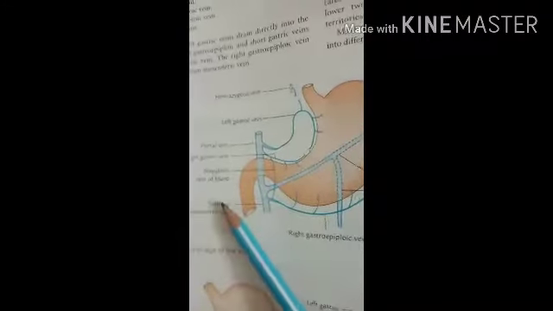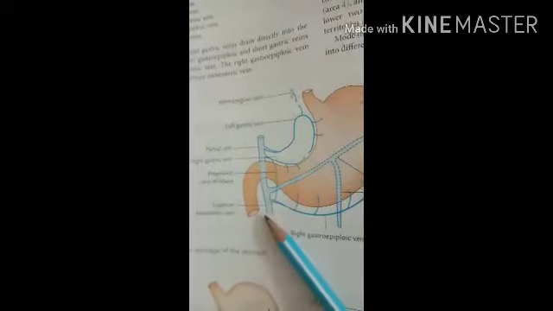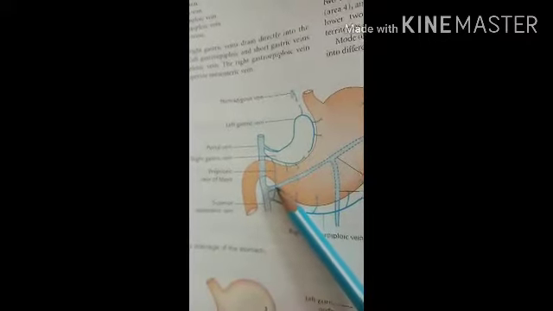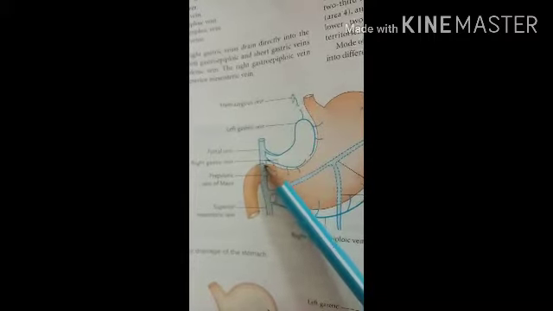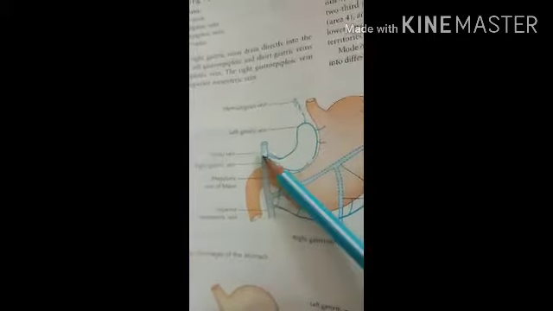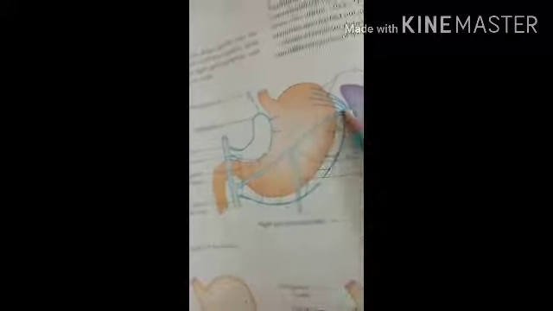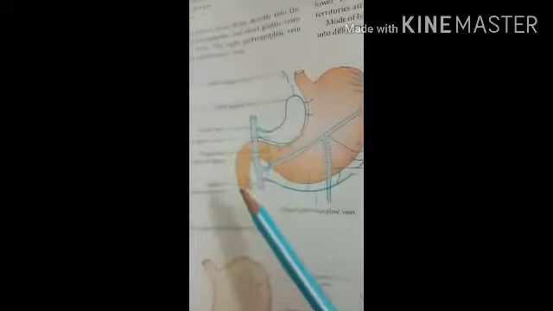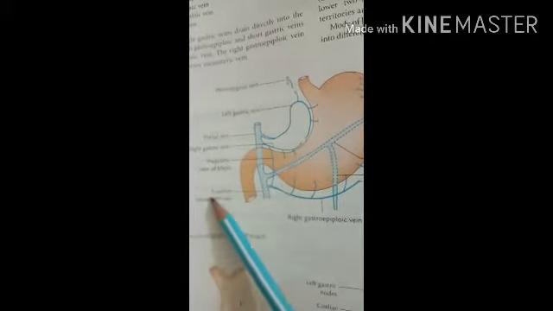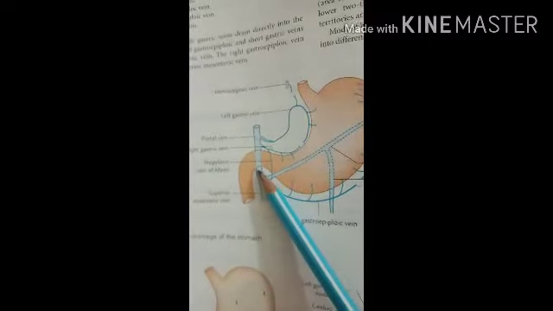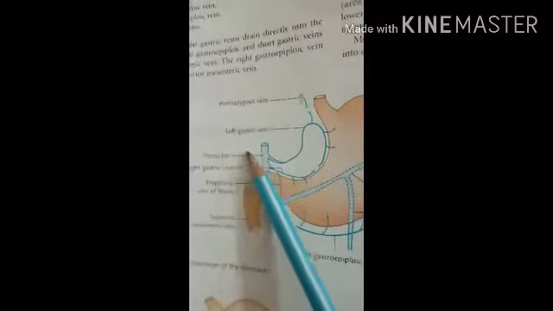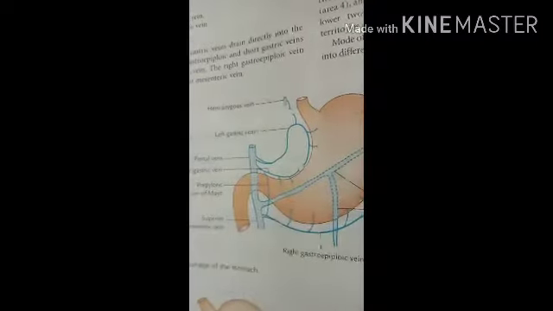It should be drained into the superior mesenteric vein, and this superior mesenteric vein should be drained into the splenic vein, and the splenic vein then drains into the portal vein. So here you can see, this is the splenic vein. Here the splenic vein joins with the superior mesenteric vein, and then it continues as the portal vein, this one. Then the lymphatic drainage.